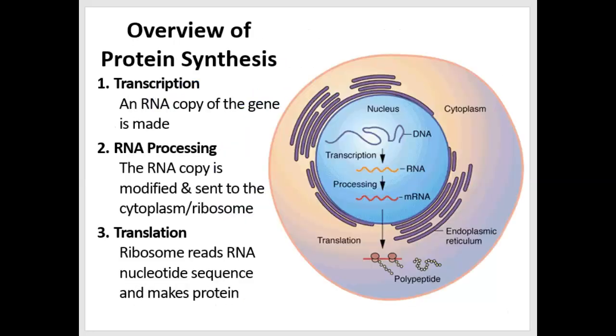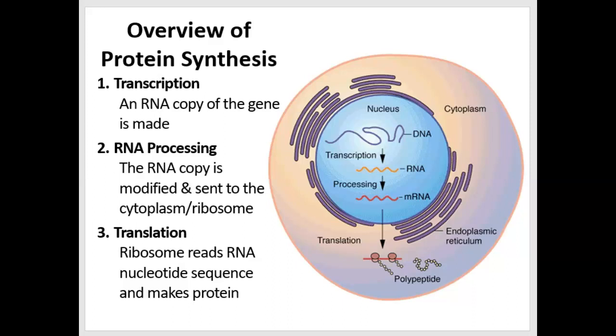With our understanding of DNA and RNA, let's look at the specific process of protein synthesis. There are 3 steps. The first 2, transcription and RNA processing, occur in the nucleus. The third step, called translation, occurs in the cytoplasm.